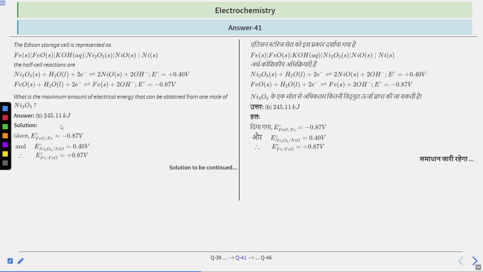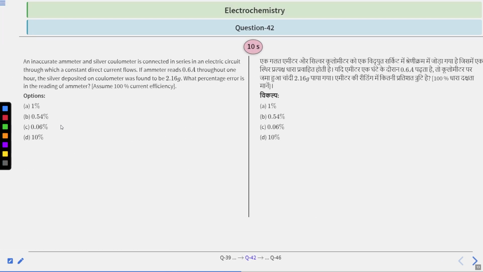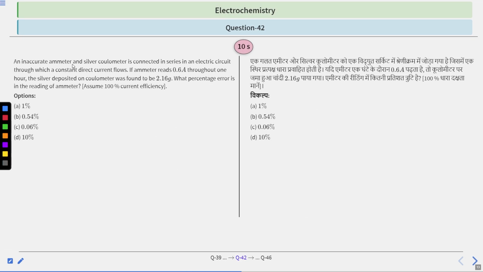Okay. Now let's move to the next question. Question number 42. An inaccurate ammeter and silver colorimeter is connected in series in an electrical circuit, through which a constant direct current flows. If ammeter reads 0.6 ampere throughout 1 hour, the silver deposited on colorimeter was found to be 2.16 gram. What percentage error is in the reading of the ammeter? Assume 100% current efficiency. Options are 1%, 0.54%, 0.06%, or 10%.